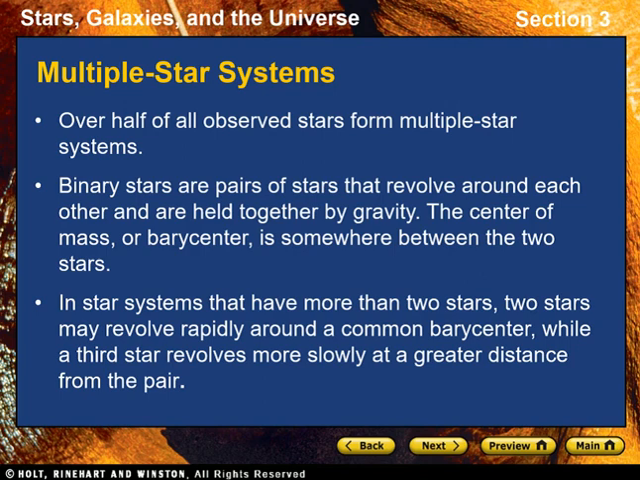Multiple star systems sometimes have more than two stars. In such a star system, two stars may revolve rapidly around a common barycenter, while a third star revolves more slowly at a greater distance from the pair. Astronomers estimate that more than half of all observed stars are part of multiple star systems.